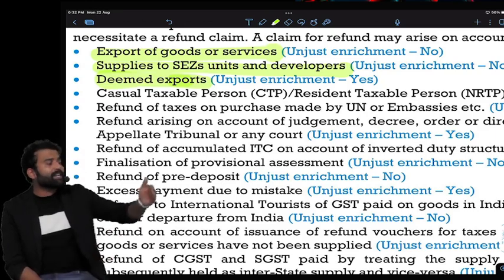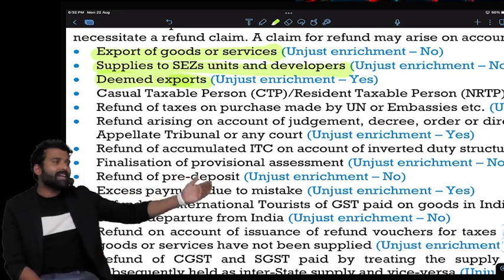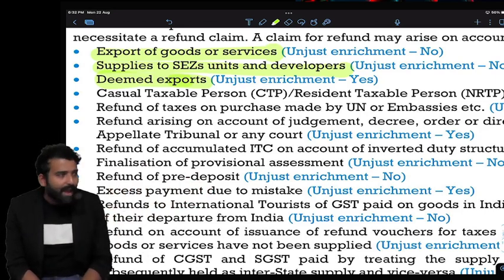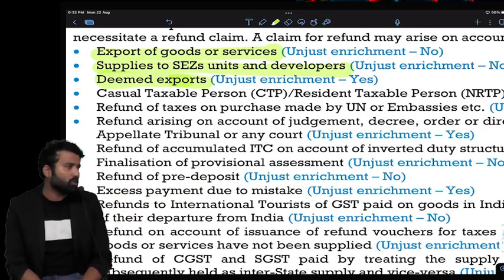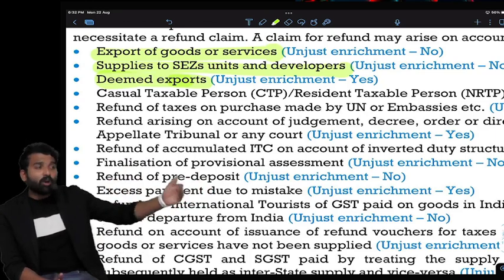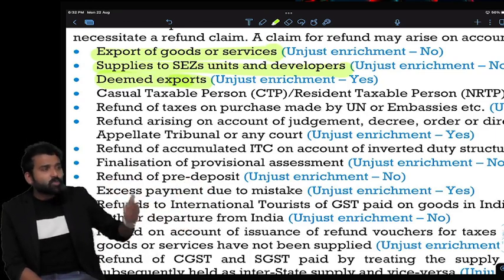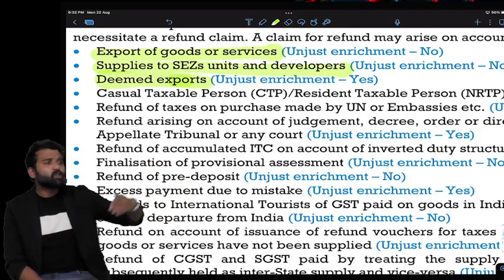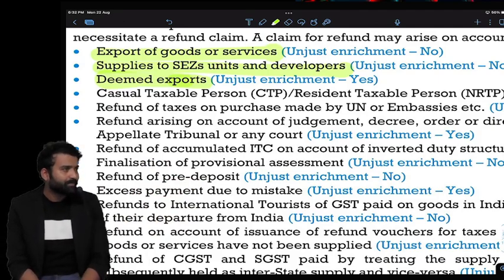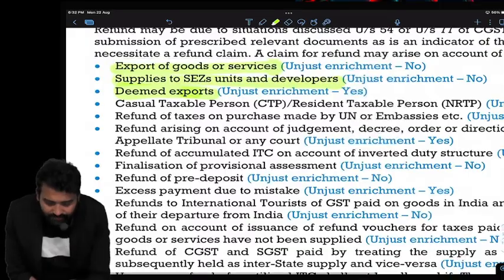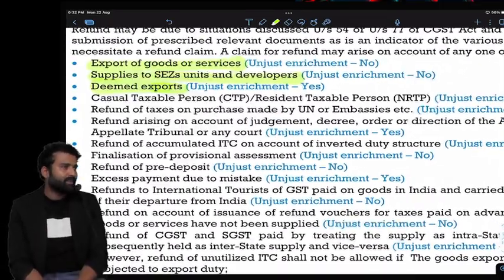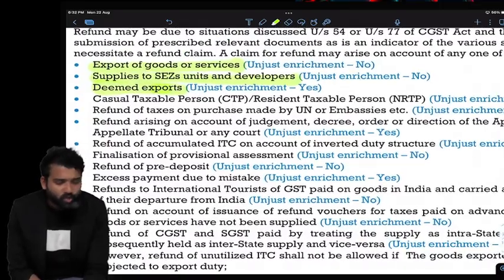Normally when I am exporting goods, I will not charge MRP inclusive of tax. Never. Normally this doesn't happen. In case of export, I will always disclose the MRP exclusive of tax, because I know I can claim the 100% refund of the tax, so I will not charge it from the customer. Okay. Next, casual taxable person or NRTP. Yeah, you should show MRP exclusive of tax.